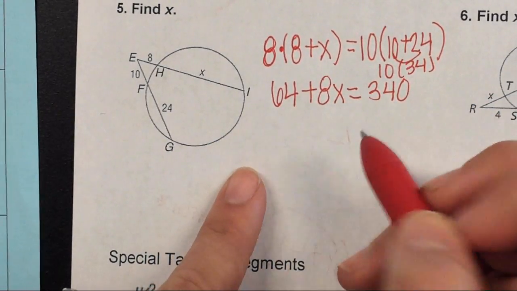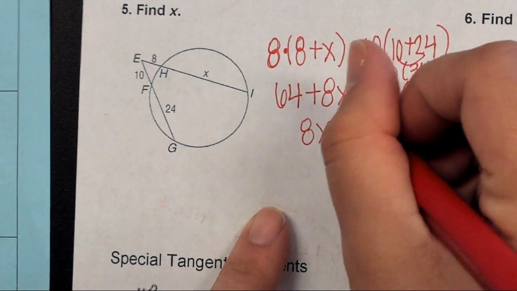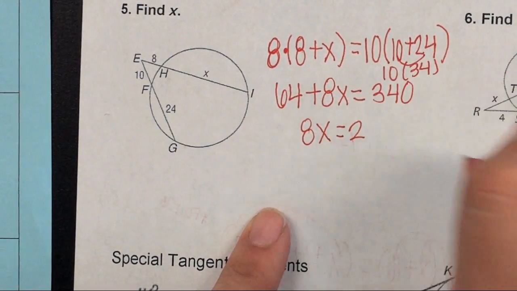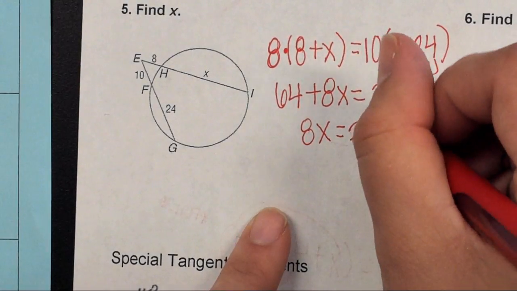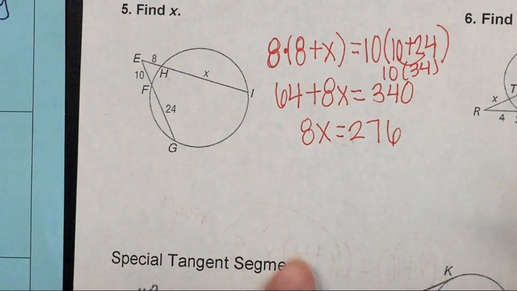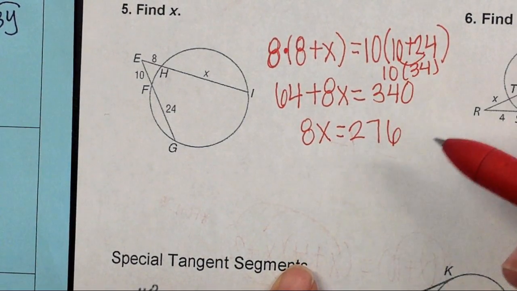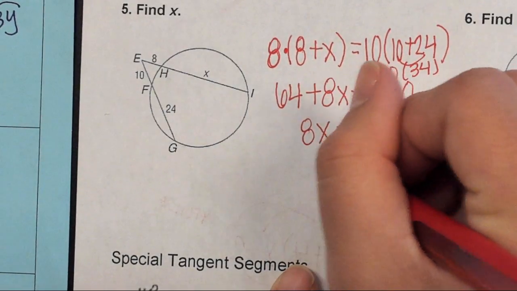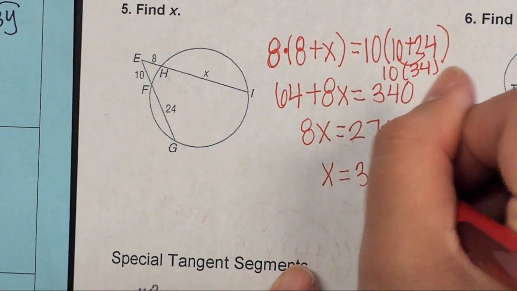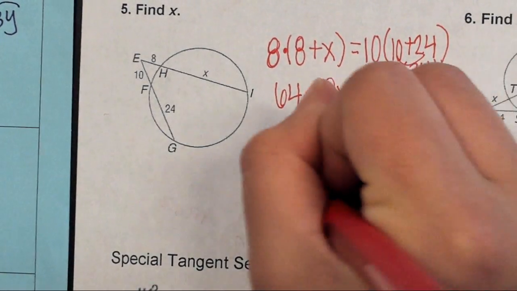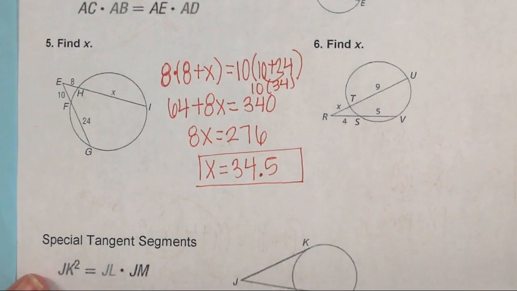So what do I do now? Subtract 64, which gives you 276. Thank you. And then 276 divided by 8. What's that give you? Can you try number 6 whenever you're finished?